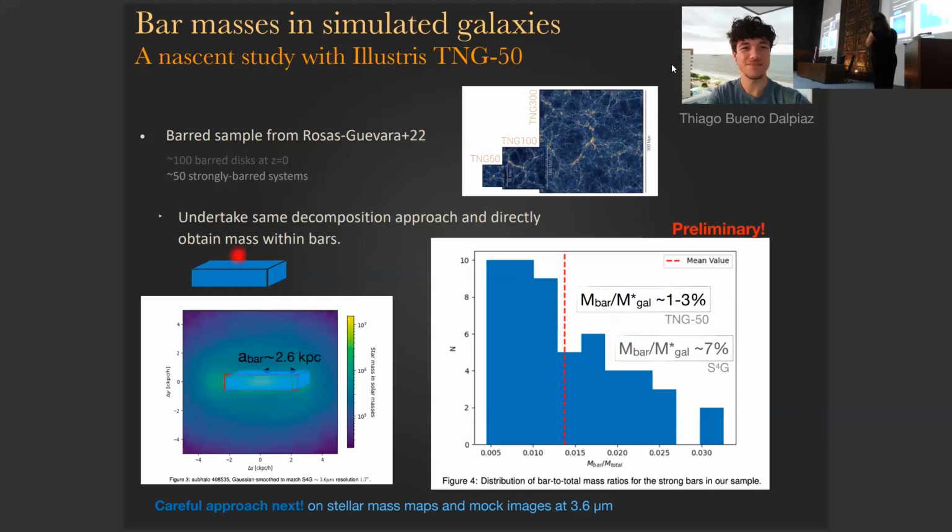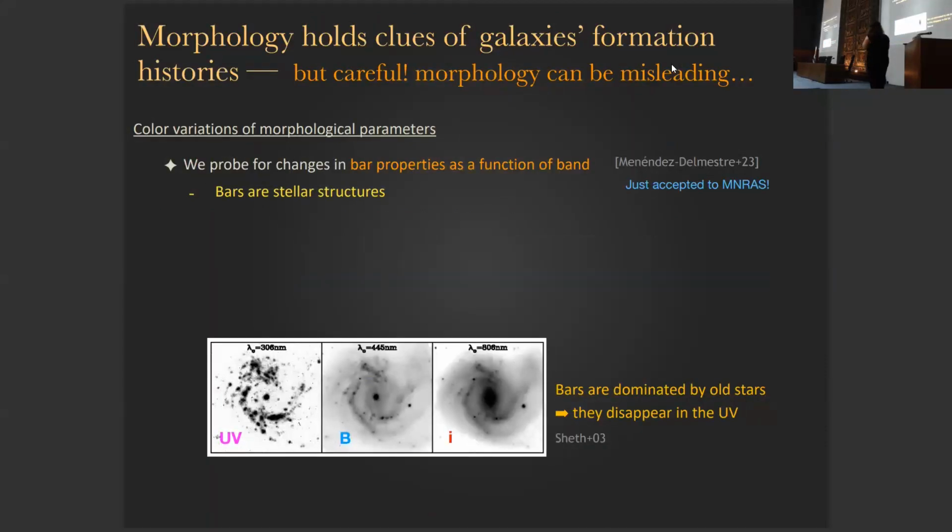So we find here, this is work by Chao and other PIs, and what he finds is between 1-3%, compared to what we find with the Spitzer Survey of Stellar Structure, that is around 7%. So basically, the next thing is to actually do this more carefully.